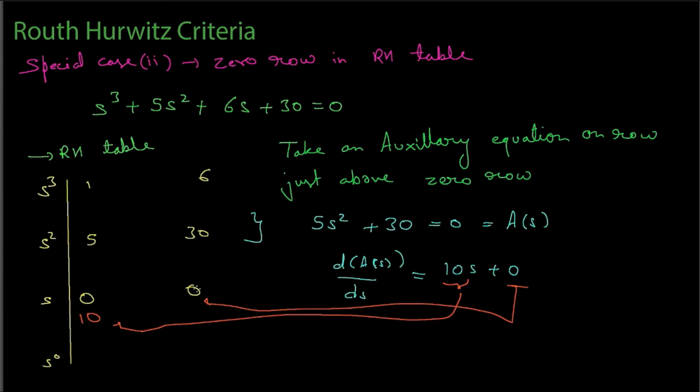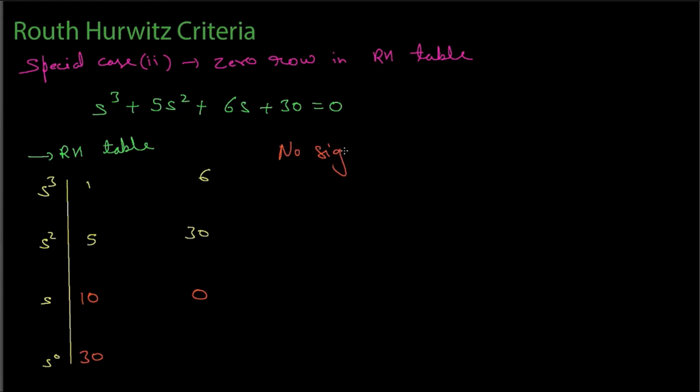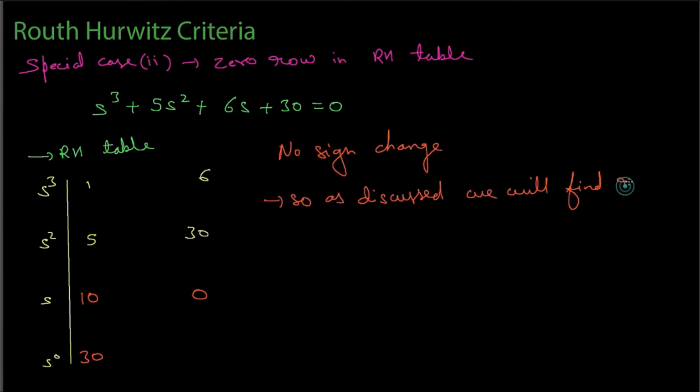So for s raised to power 1, the coefficient is 10. We'll put that value here. For the next value, since it is 0, we will populate 0 here. Now using these terms, we will move forward with our calculations and complete the RH table. We have completed our RH table and we can see that there are no sign changes in the first column. But remember, when there is a row with all zero elements and there is no sign change in the first column, we need to factorize the auxiliary equation.